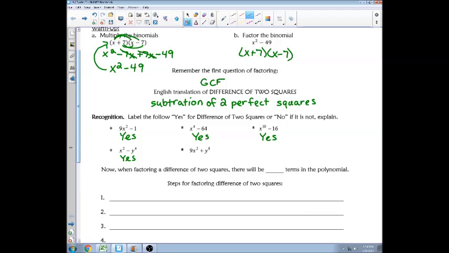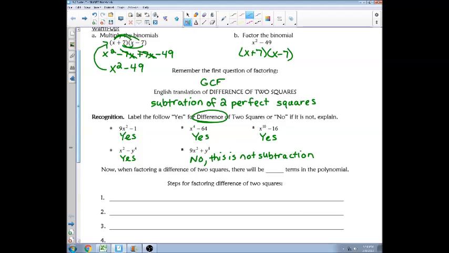The last one, I have 9x squared and y to the 8th. Well, 9x squared is a perfect square, because I can make 3x times 3x to get me to 9x squared. Y to the 8th is also a perfect square, because y to the 4th times y to the 4th will get me y to the 8th. However, the key word here is difference. I do not have the difference of two squares because I have a plus sign. So no, this is not subtraction. If it's not subtraction, I do not have the difference of two squares, and I cannot, in fact, factor that.